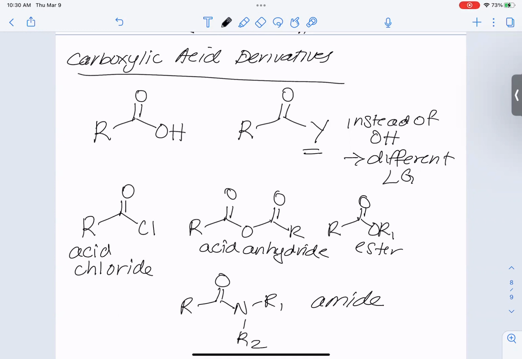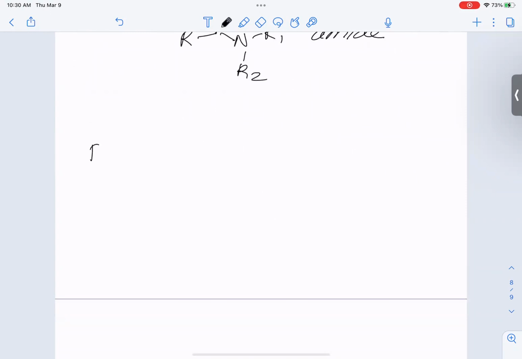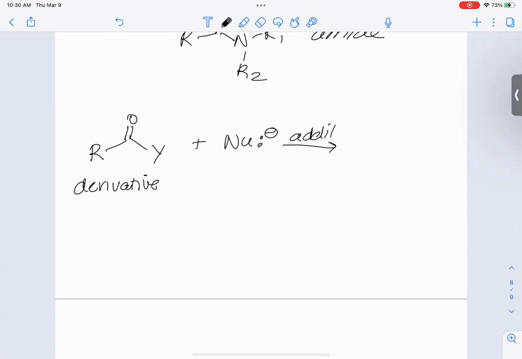What we are going to see is that, again, Y is a leaving group. So we're going to look at reactions of these derivatives where you have your derivative, you add your nucleophile. The first step is going to be addition, similar to what we saw in the aldehyde and ketone chapter, similar to what we saw in the Fischer esterification. And you make a tetrahedral intermediate.